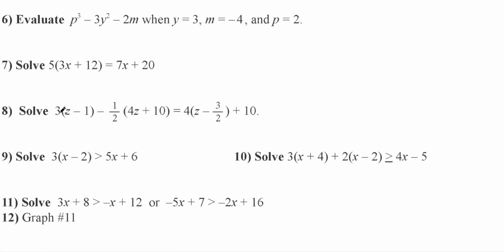Yeah, let's do it. Let's distribute. What do we get? 3z minus 1. 3, thank you. Almost messed up already. Minus, what's half of 4z? 2z. And then this is going to be minus half of 10 is 5. All right, no biggie. Equals, let's distribute the 4.